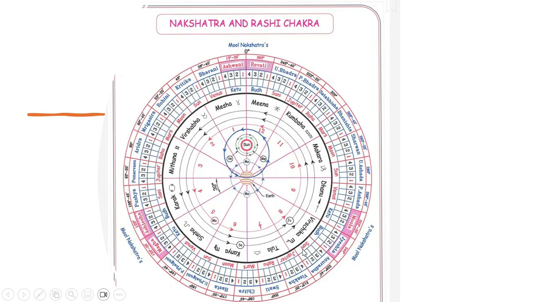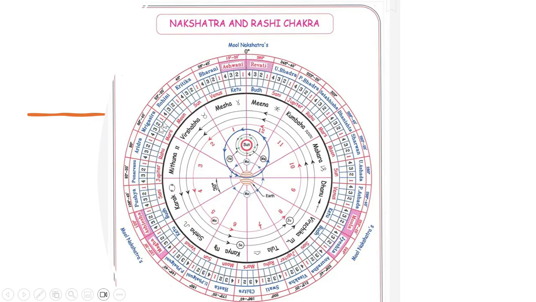Now if every nakshatra is of 13 degree 20 minute, what will be the value of each pada? Can anyone guess? If 13 degree 20 minutes is divided by 4, what will be the answer? It will be 3 degree 20 minutes. So each pada is of 3 degree 20 minutes. So now how many padas in total do we have? 27 cross 4. Total 108 padas in 360 degree.